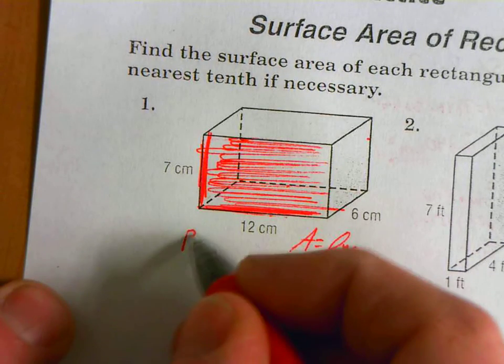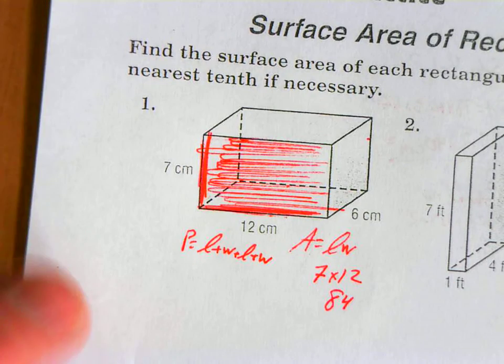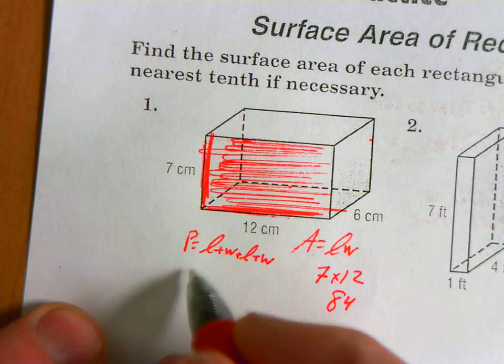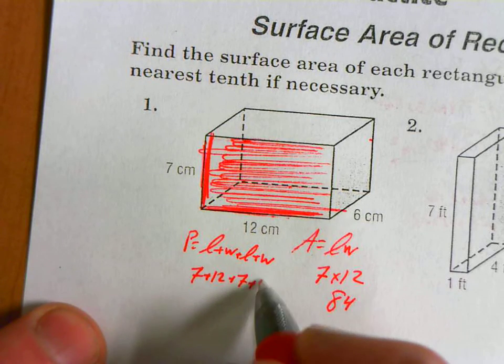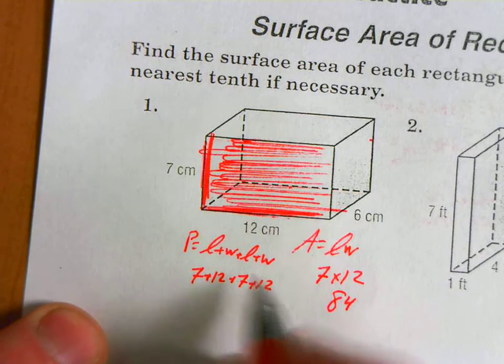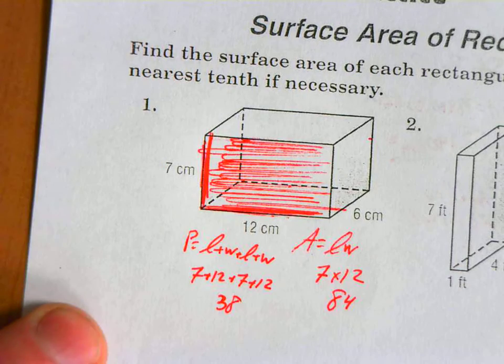Then somewhere you need to show me the perimeter. L plus W plus L plus W. Once again, everything's about this base shape. 7 plus 12 plus 7 plus 12. Add it on up. 38. Wonderful.